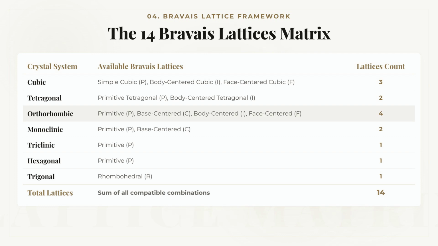The monoclinic system has 2: primitive and base-centered. The triclinic system has only 1, which is primitive. The hexagonal system also has only 1 primitive lattice. Finally, the trigonal system has 1 rhombohedral lattice. Together, these make up the 14 Bravais lattices.